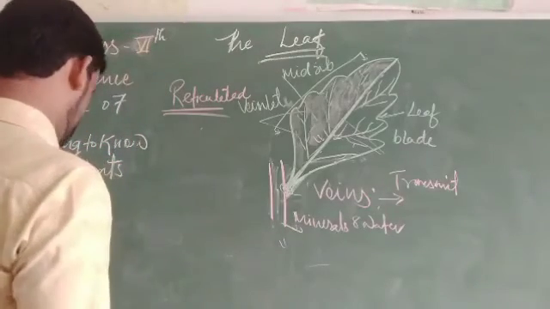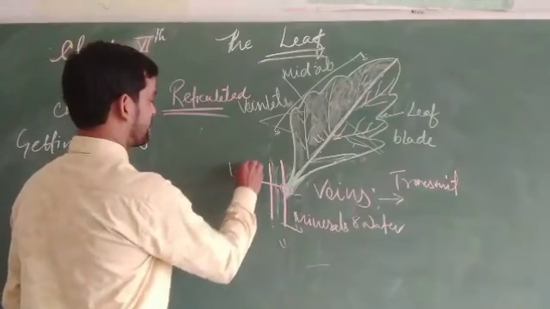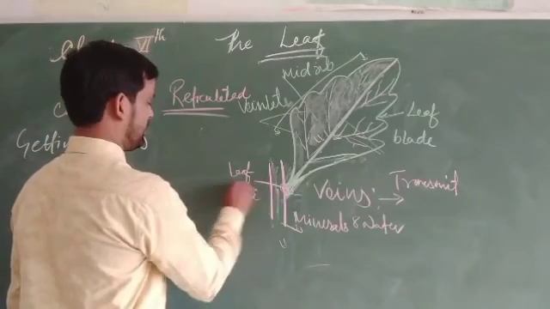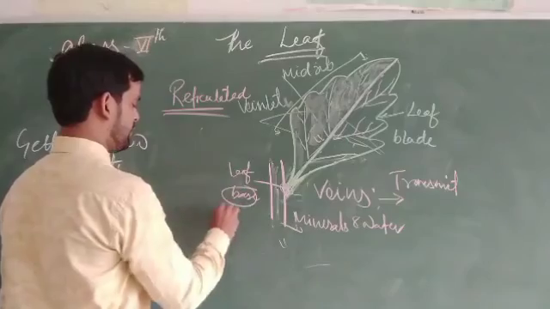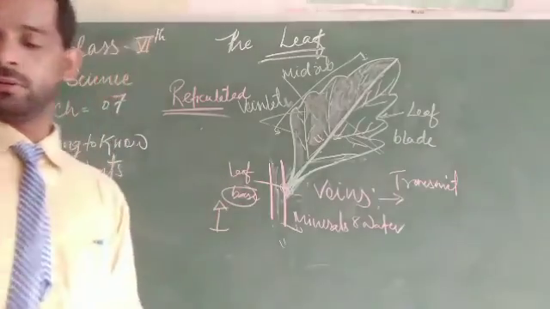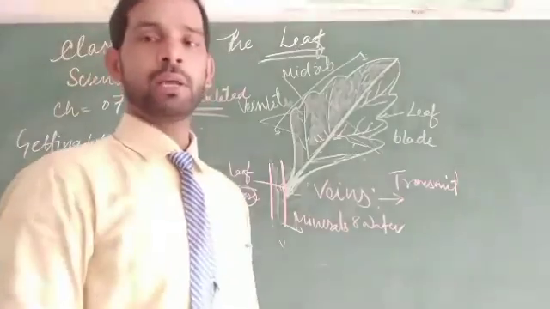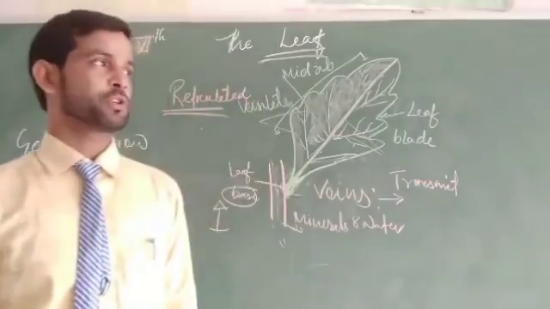Next one is the leaf base. The leaf arises from the leaf base. This one is called the leaf base. It is the part from which the leaf arises. So this is all about the leaf. Next topic we will surely discuss.